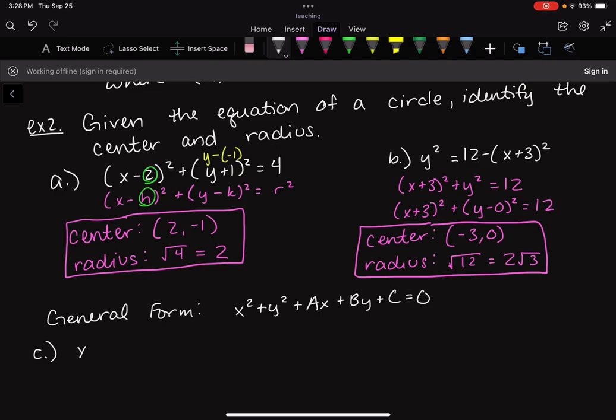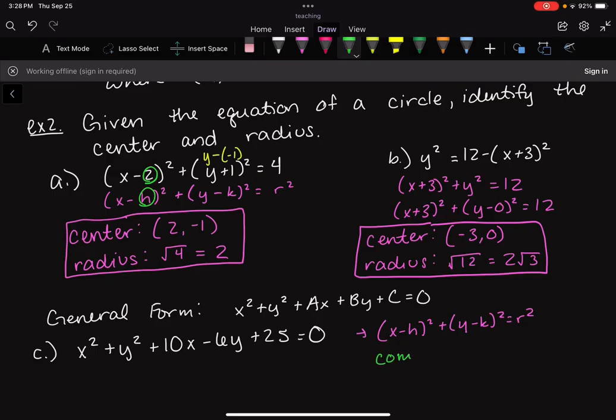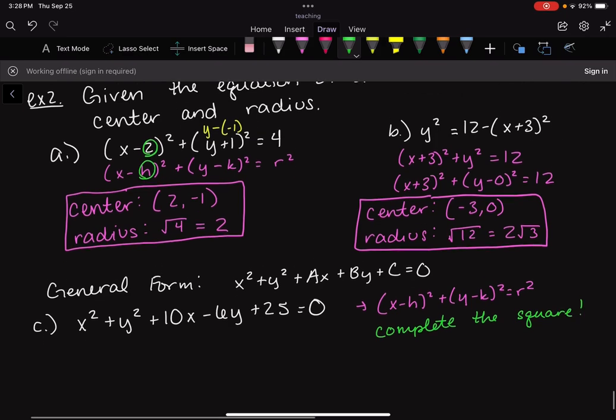So part C, we're given x^2 + y^2 + 10x - 6y + 25 = 0. And so my goal for this is I want it in the form (x - h)^2 + (y - k)^2 = r^2. So to get that form, I have to complete the square and make it factorable.